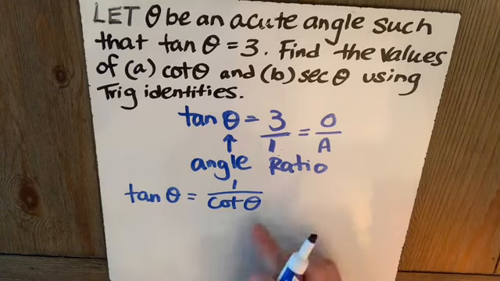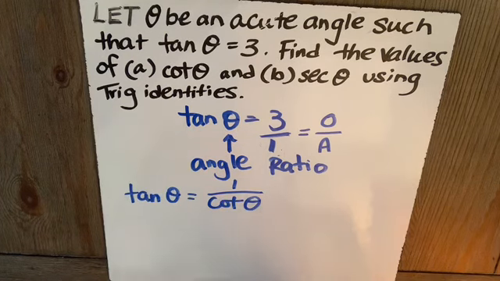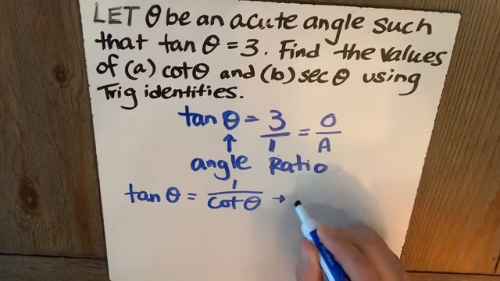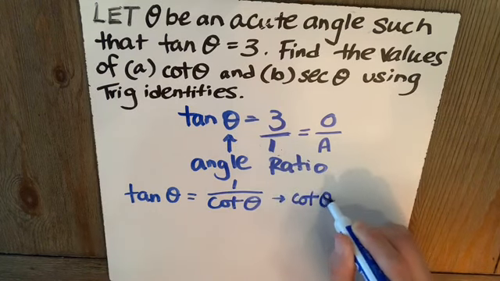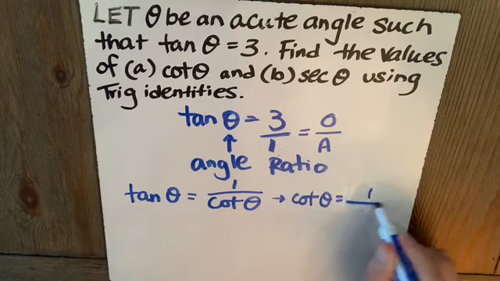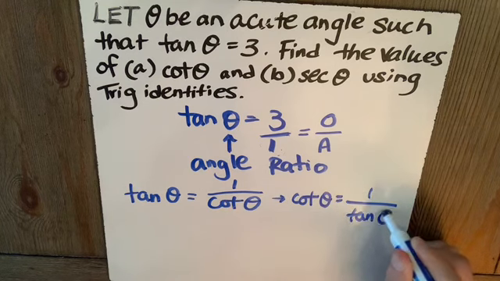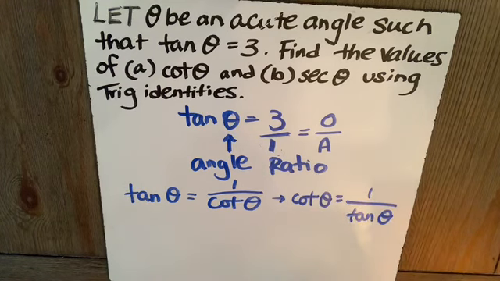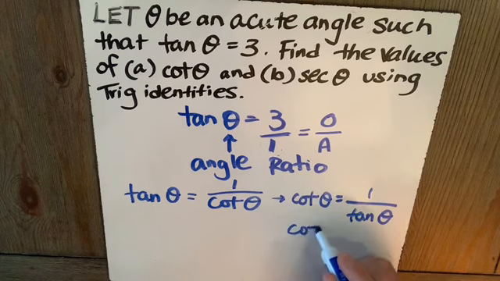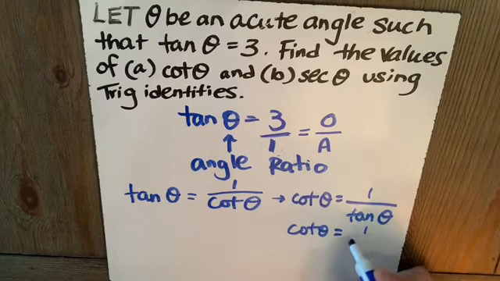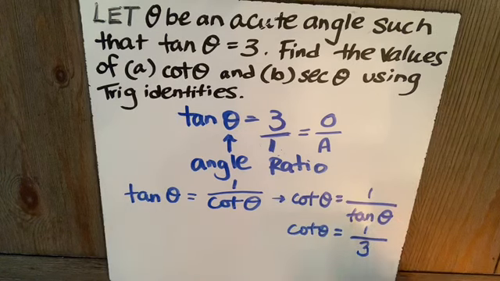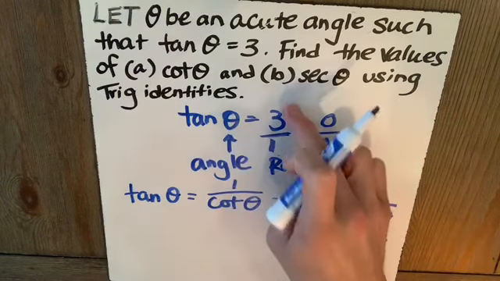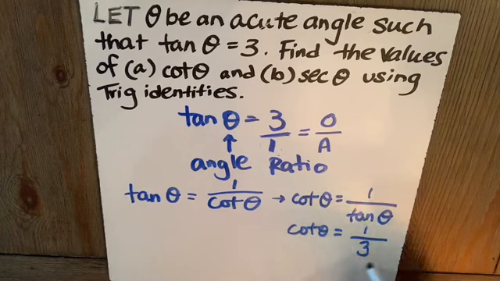So I'm looking for cotangent theta. Multiply both sides by cotangent, divide both sides by tangent. We'll get cotangent of theta is equal to 1 over tangent of theta. I should have just started there, actually, if that's what I was looking for. So cotangent of theta is equal to 1 over 3, because anytime I see tangent theta, I'm told it's equal to 3.